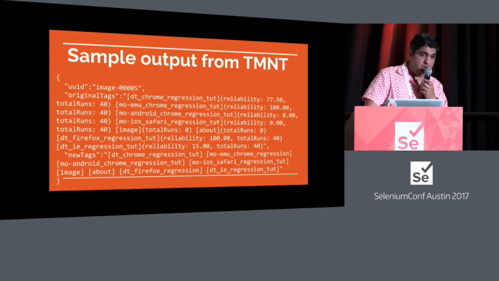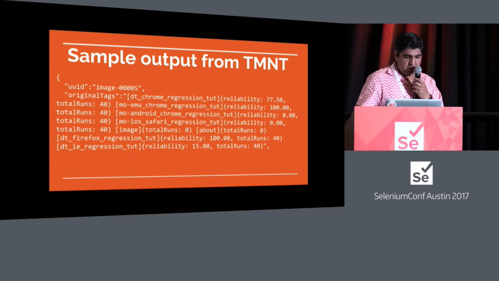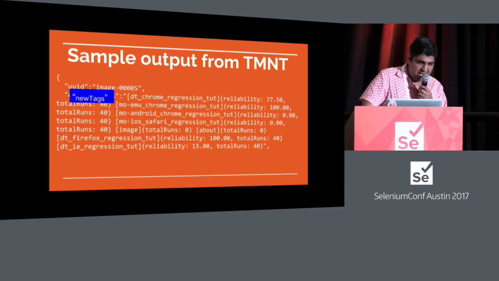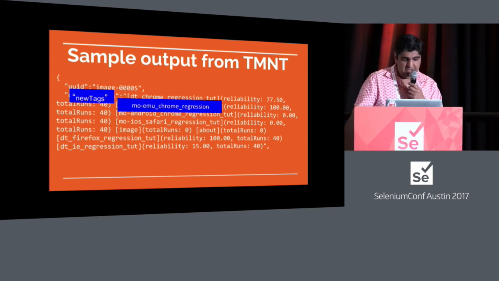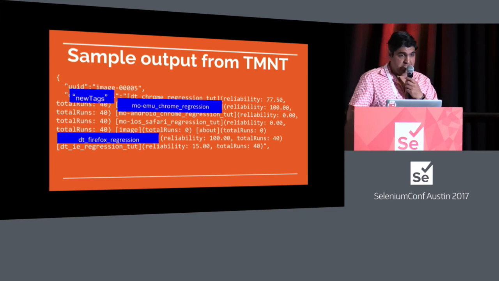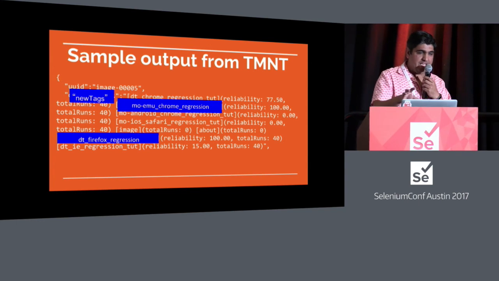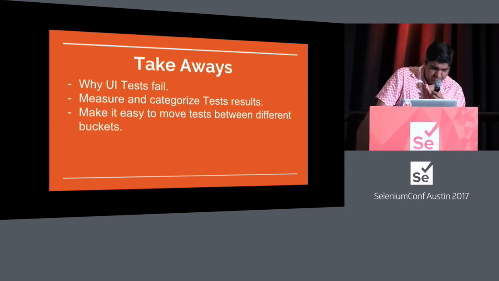So as a sample output from our TMNT, this is how it looks. If you look closely, the new tags that we have for this particular test, which has this UUID on the top, it was moved from the TUT bucket into the regression bucket for mobile emulator in Chrome, and it was moved into Firefox regression as well from the TUT bucket only for Firefox. The tags for the other platforms still remain the same.